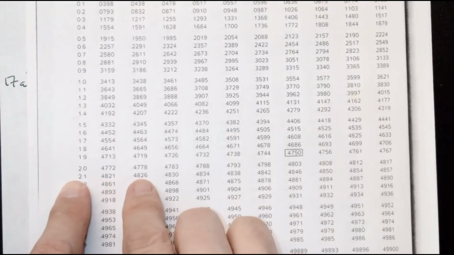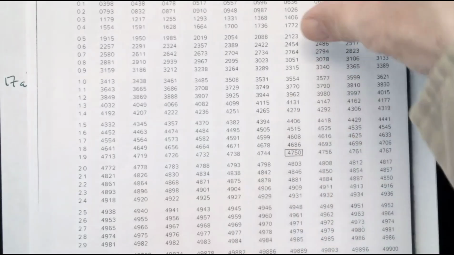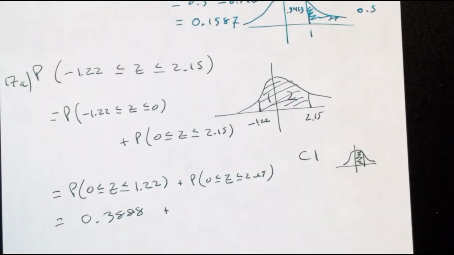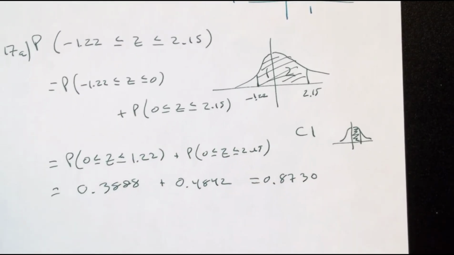2.1, 0, 1, 2, 3, 4, 5 is 0.9842. And when I add those together, I get my total chance, 0.8730. And that's not the only way I could have solved this problem. But again, I'm going to start with the picture.